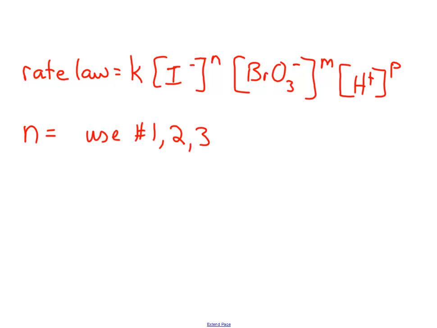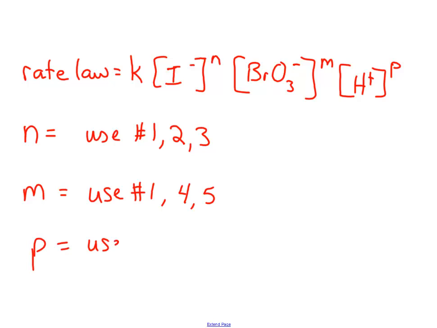If I want to look and find the order for bromate ion, so find M, I need to find reactions where bromate changes, but iodide and hydrogen ions stay constant. So look through your chart. Turns out we're going to keep coming back to reaction number 1. What are the other 2 experiments that we need to check when we're looking for order for bromate? Hopefully you figured out you're going to use experiments 4 and 5 in addition to number 1.